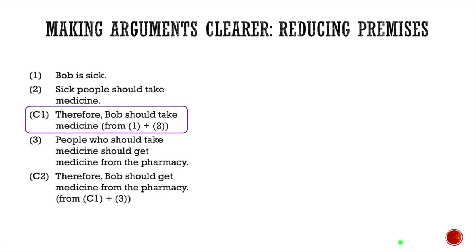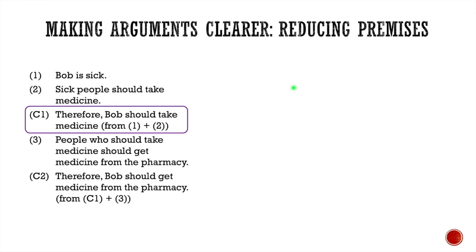Okay, let's look at another way to make arguments clearer, and this is by reducing premises. We've already looked at one way to make them clear, that's subconclusions. This is another way, reducing premises. So let's take the argument we just were looking at, which included this subconclusion, and we can reduce the premises. Right now we have 3 main premises, 1, 2, 3, a subconclusion, and 1 conclusion.